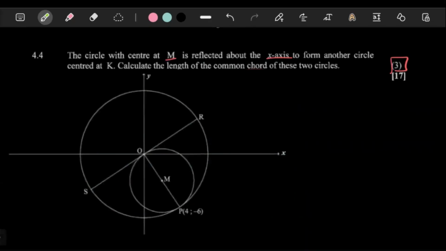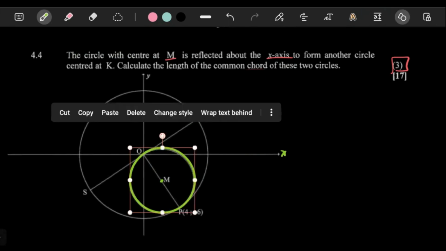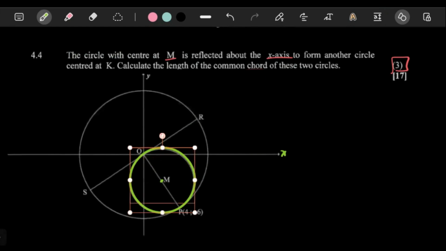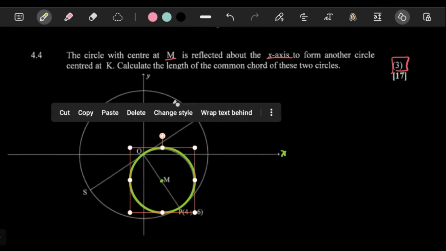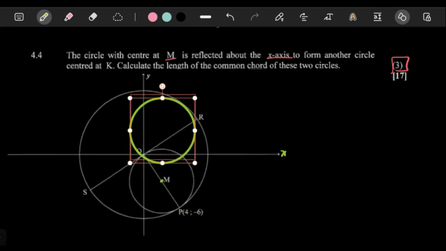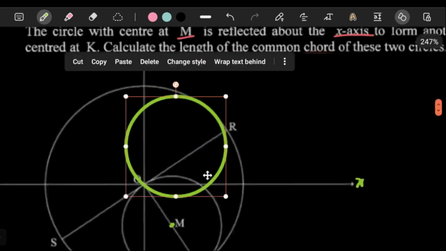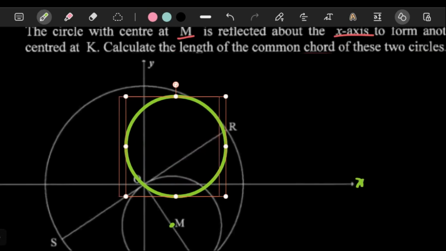Let's dive into it. We just have to read this question nicely. It says, the circle with center M is reflected about the x-axis. So let's actually reflect it about the x-axis. Oops, we cannot reflect it like that, we kind of have to draw manually. So it's going to look something like this. Let's make sure these things touch, because they must touch.